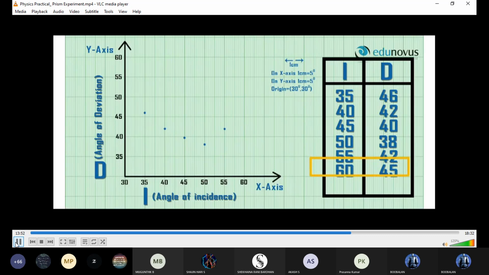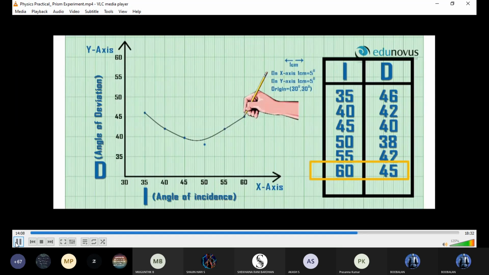X 60 degrees, y 45 degrees. After plotting all the points on the graph, we need to join all the points using a freehand such that the line passes through the maximum number of points.